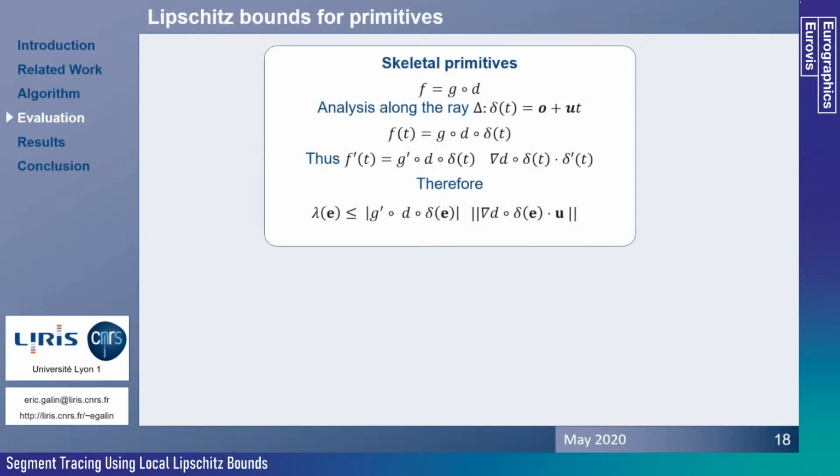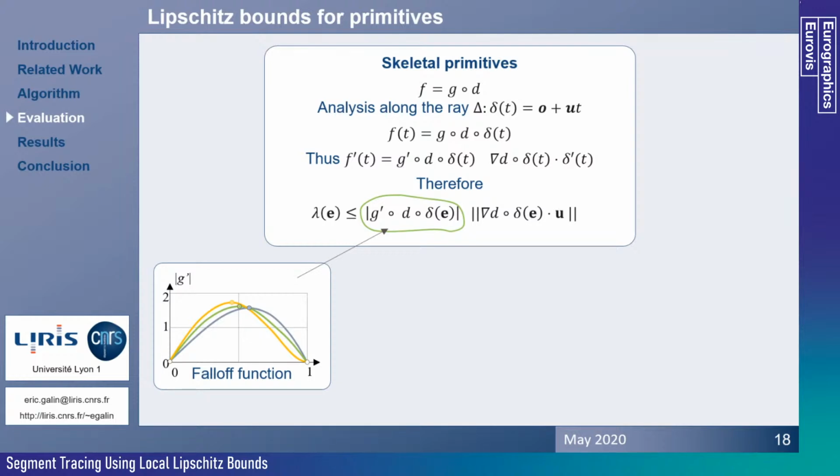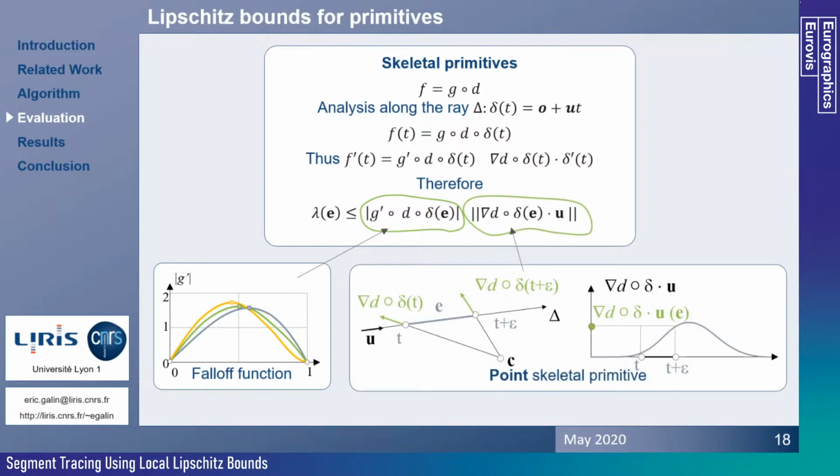For primitives, we analyze the derivative of the field function along the ray and bound this derivative. After developing the closed form expression, two terms arise. The first one involves the derivative of the kernel function, which is easy to bound over the segment using interval analysis. The second one involves the scalar product between the gradient of the Euclidean distance to the skeleton and the derivative of the ray, which is in fact the unit direction. For some simple geometric primitives, such as points, segments, or disks, we can compute an accurate bound this way.